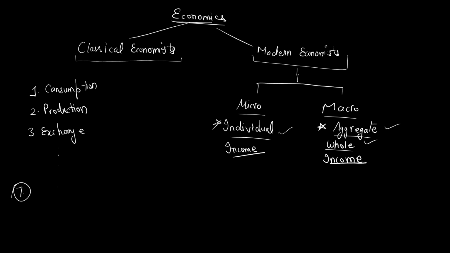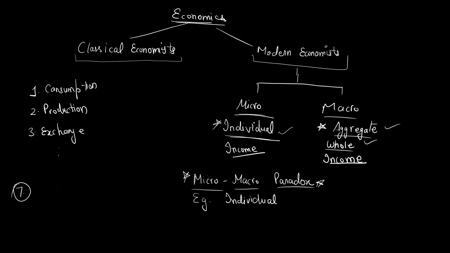Now, there is something called micro macro paradox. So, micro macro paradox is nothing really important in your curriculum, but I wanted to teach you because it will give you a better outlook of understanding and it will be interesting to know. Micro macro paradox means that if something is beneficial in terms of microeconomics, it may not be beneficial for macro and vice versa. I'll give you a simple example. If an individual saves, in microeconomics, it's a really good thing. It's good for his family, it's good for the individual.